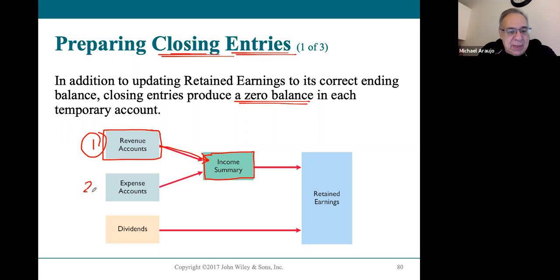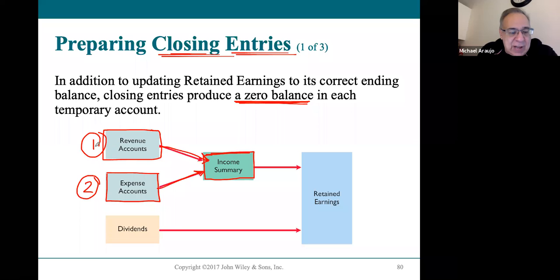The second thing that we do is close your expense accounts. Now, expense accounts have balances in them on the debit side, right? If you look at a rent expense account, the balance would be on the debit side. Well, how do we get that account to 0? We're going to have to put a credit in each of the expense accounts to get each one to be zero. Well, what do we do with all those debits in those expense accounts? We transfer them temporarily to the income summary account.